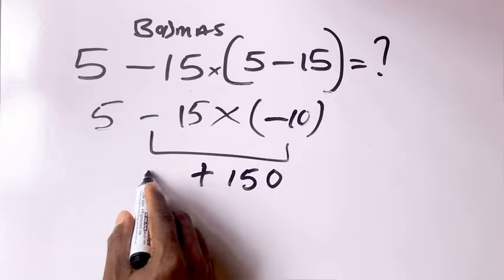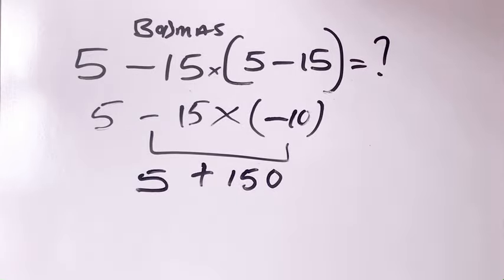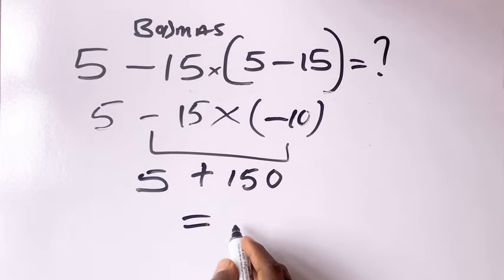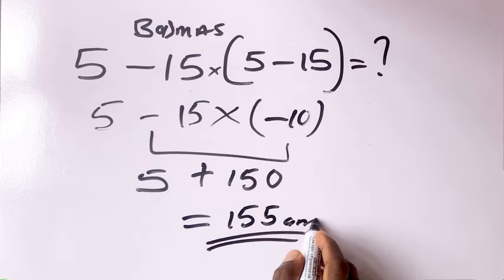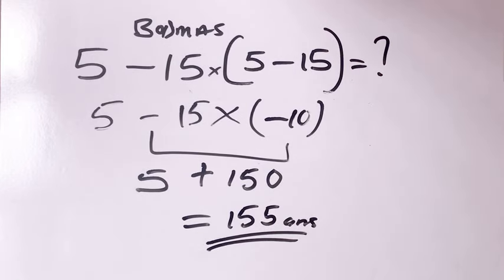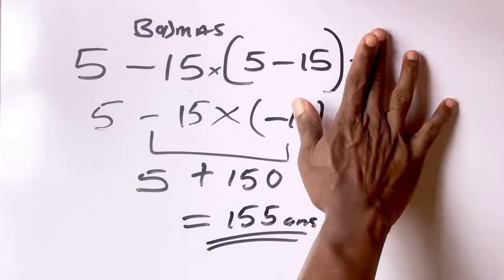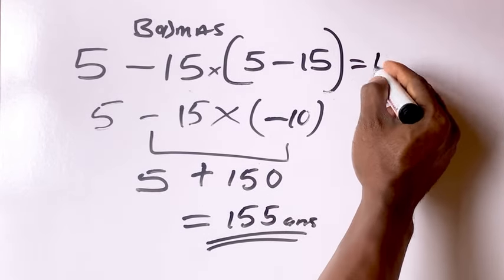Then we plus this 5 with it. When we plus this 5, 5 plus 150 will give us what? 155. This is our final answer. So our answer therefore is what? 155.